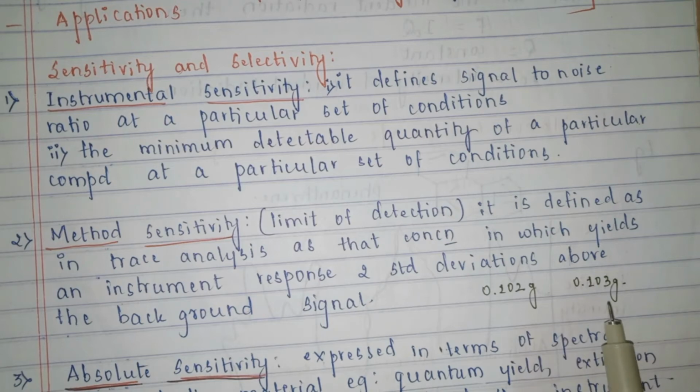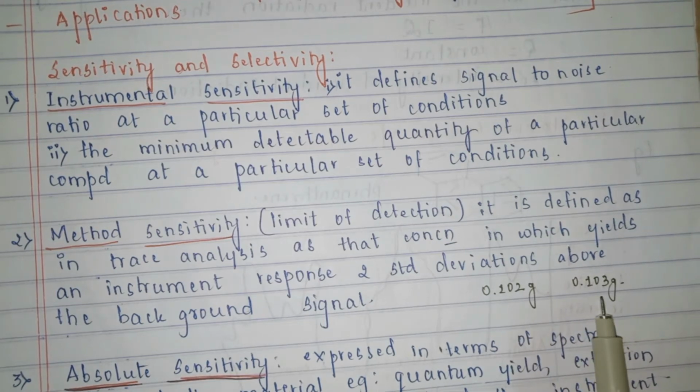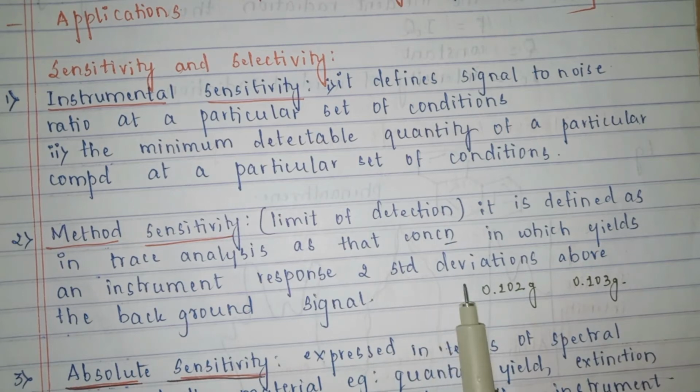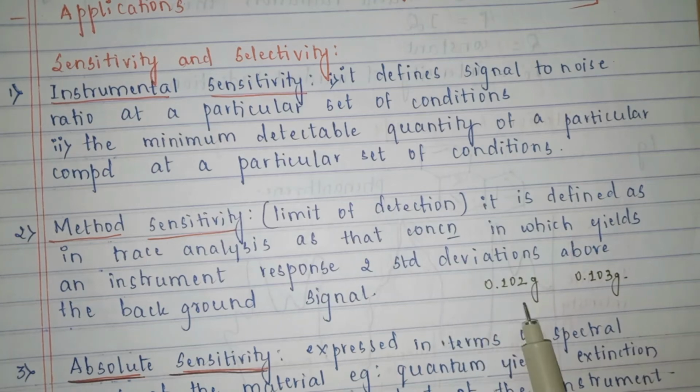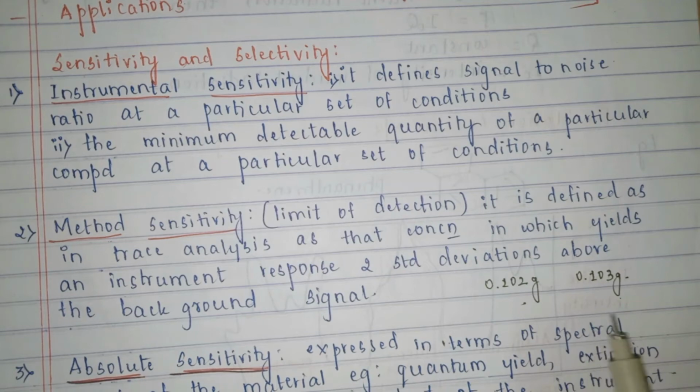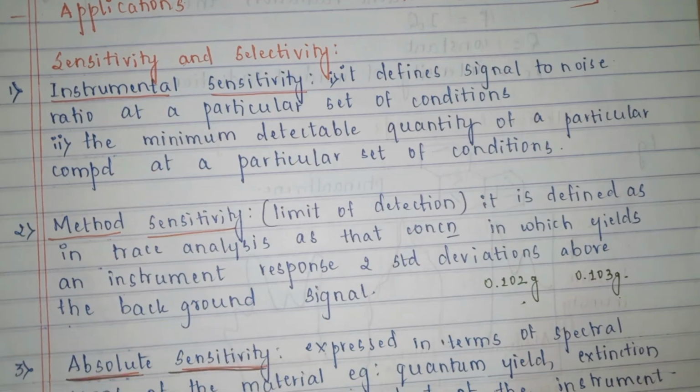That means how much limit can be detected, whether this small limit can be detected with two standard deviations at a given set of the background. So for example, if I have taken a substance at 0.102 gram and 0.103 gram, it is a very less difference. If this can be detected in the instrument, then this kind of sensitivity is called method sensitivity.